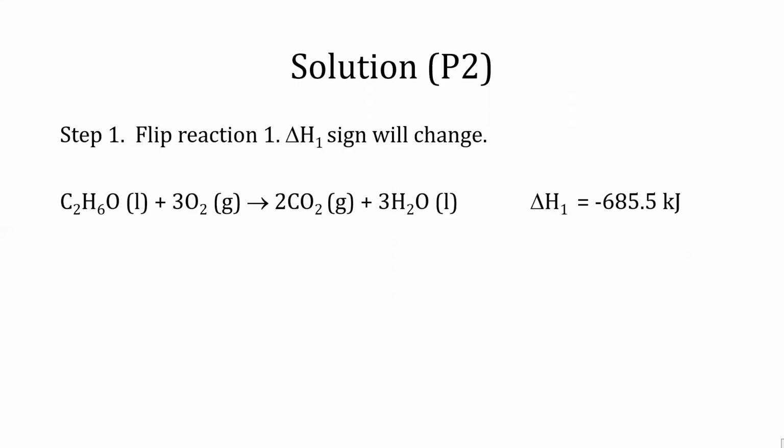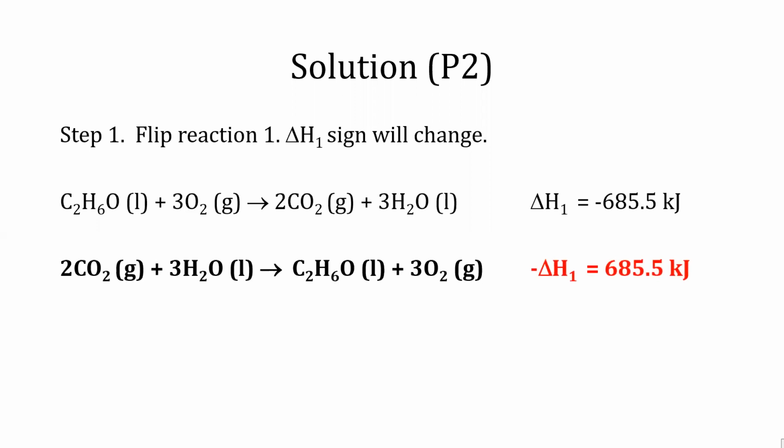Step 1. Flip reaction 1. Delta H1 sign will change. If we flip reaction 1, which had a delta H equaling negative 685.5 kJ, after reversing the reaction, the delta H for reaction 1 is now positive 685.5 kJ.